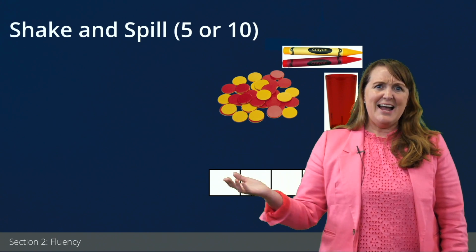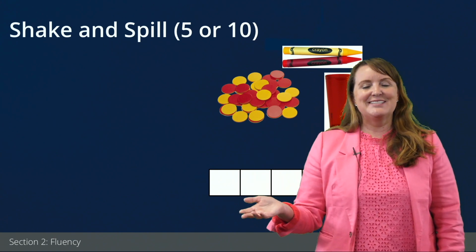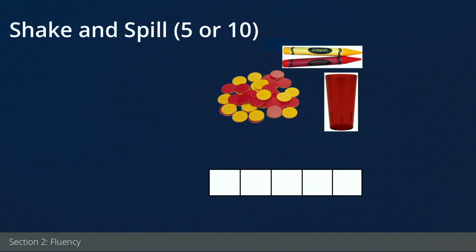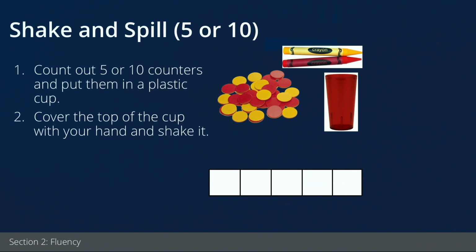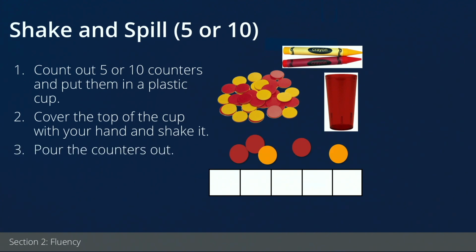As you can see, I have to move so that we can see these. So one of the activities is shake and spill, and you can do this to 5 or 10. So here I'm going to count out 5 or 10 counters and put them in a plastic cup. And then I'll cover the top of the cup and shake it around, and then I'm going to spill those counters out. So maybe my counters spill like this.